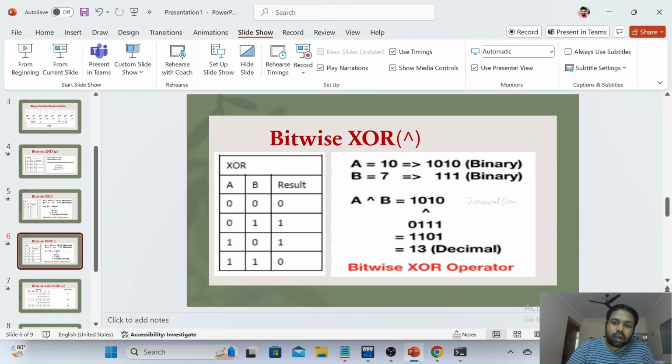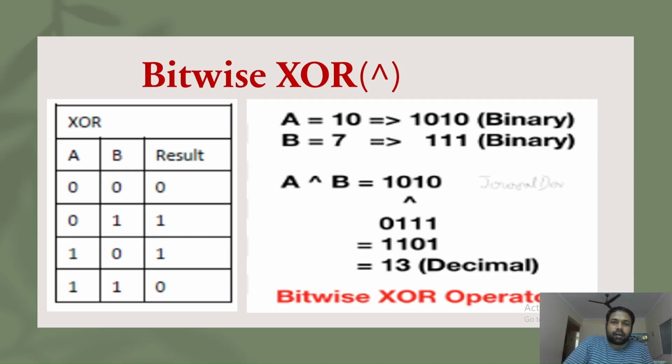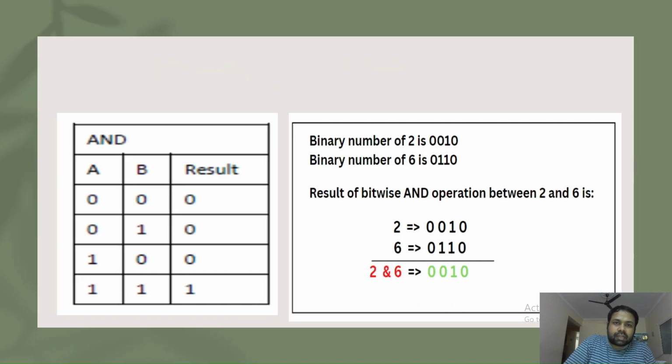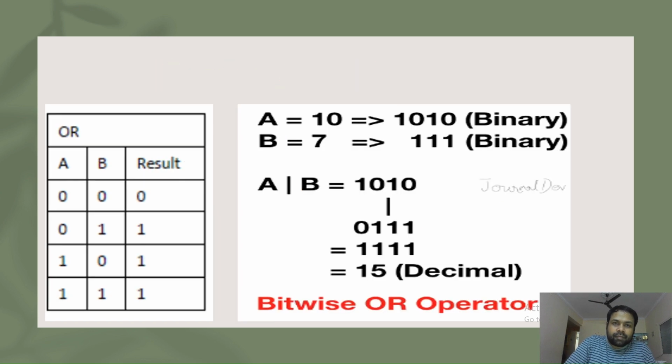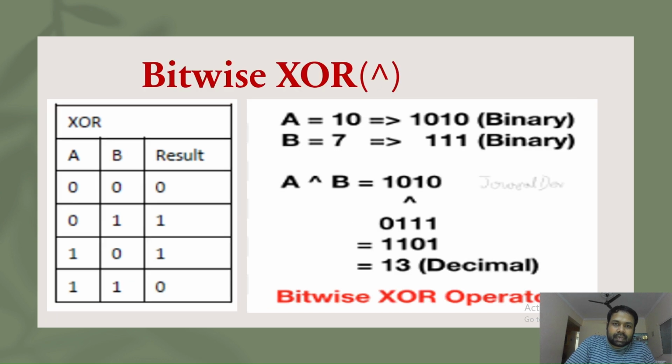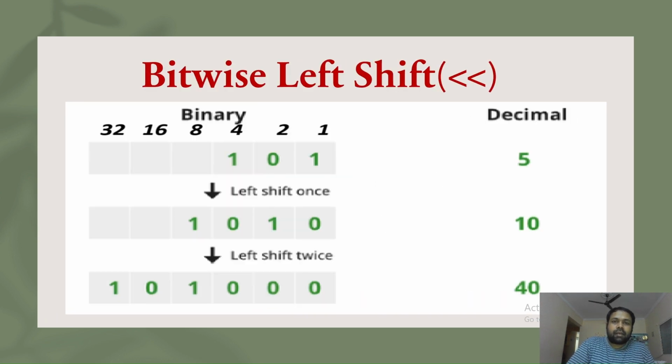Okay, so now let me shift to the next one. Hope you understood what XOR is. So far I have discussed bitwise AND, bitwise OR, bitwise XOR. Next one, left shift operator. This is the symbol, less than, double time we have to write for the left shift operator.